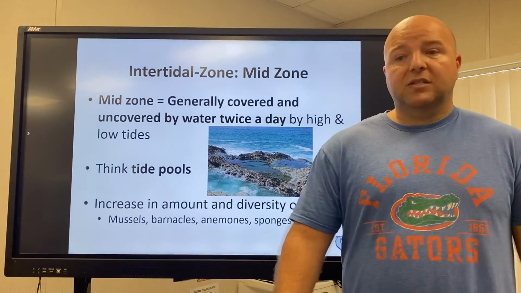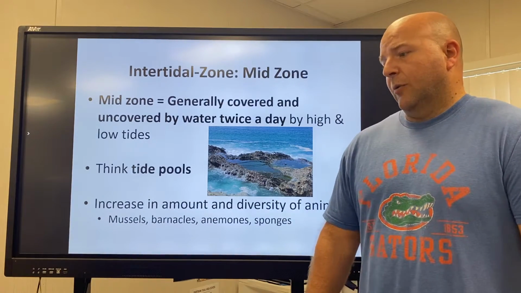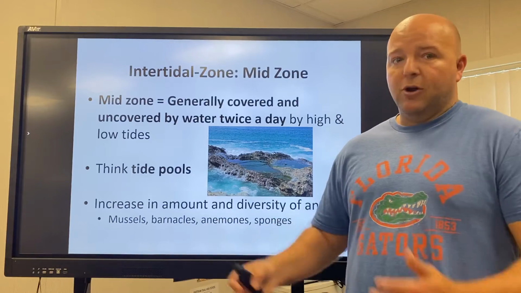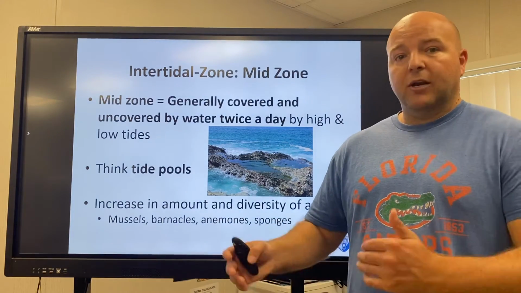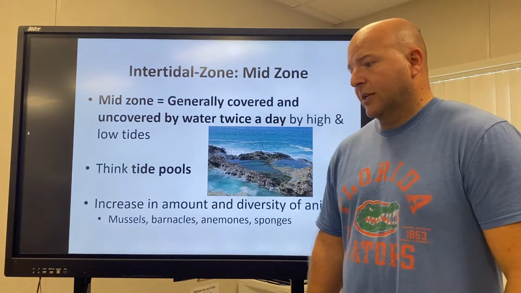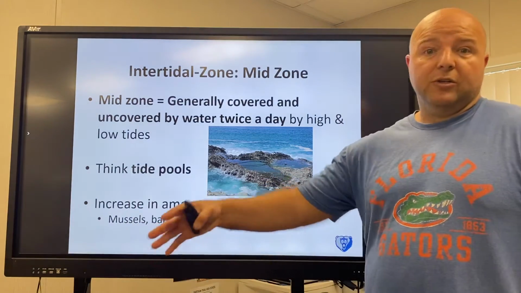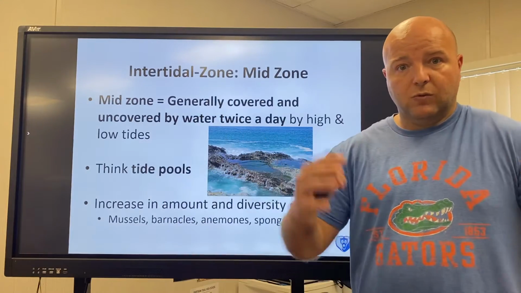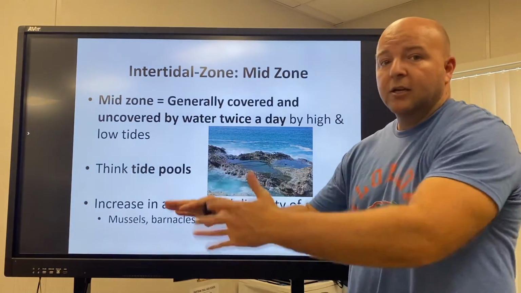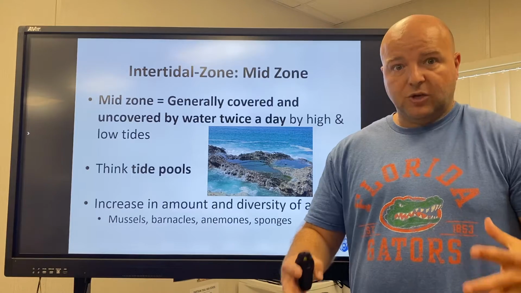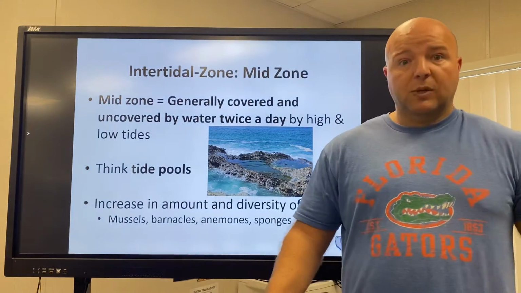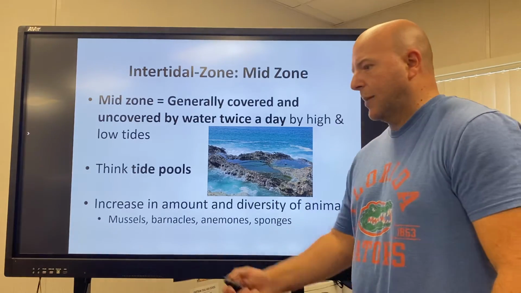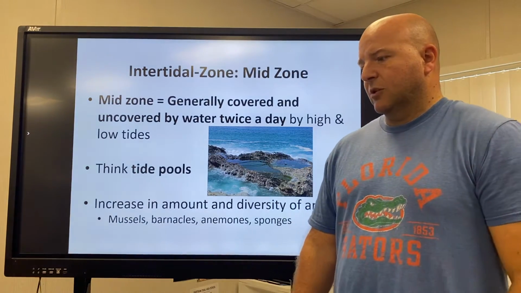In our mid zone, here's where we have an area that is being covered and uncovered by water twice a day. The water's coming up and down, between low and high tides. This is where we're going to find our tide pools, especially in rocky areas. You're going to have areas where the water gets trapped as the low tide goes out. The water gets trapped there, and some organisms may be there. Some can live there and some cannot. So sometimes if an organism gets trapped in one of these tide pools, they might be in trouble.